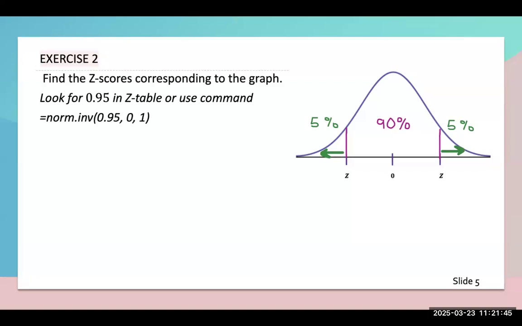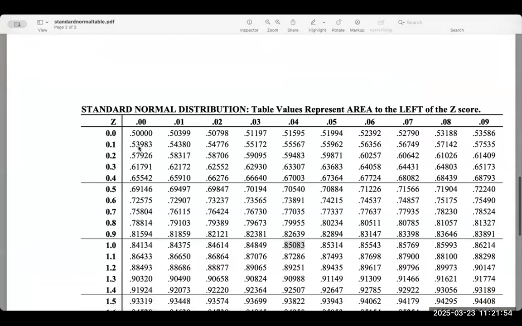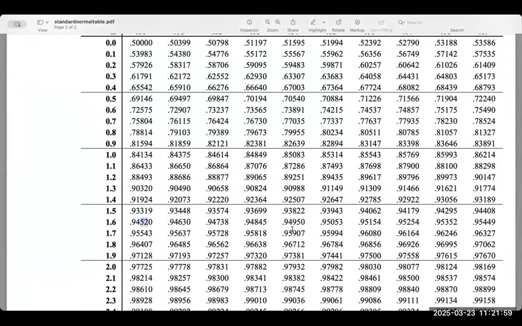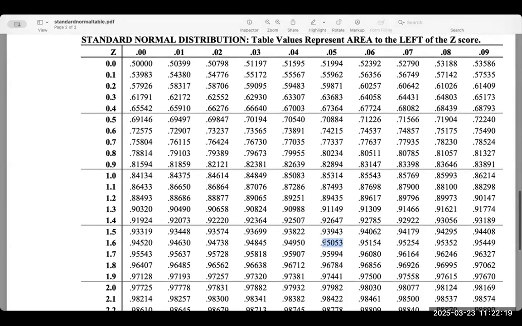And that's what I'm going to do. I'm going to look for 0.95 in my z-table. So here's my z-table. I'm going to look for 0.95. Here's 0.94. So here's 0.949, and here's 0.95. So it looks like to me is 1.6, and up here is 0.4. So about 1.64, or you could say 1.65 is somewhere in between.